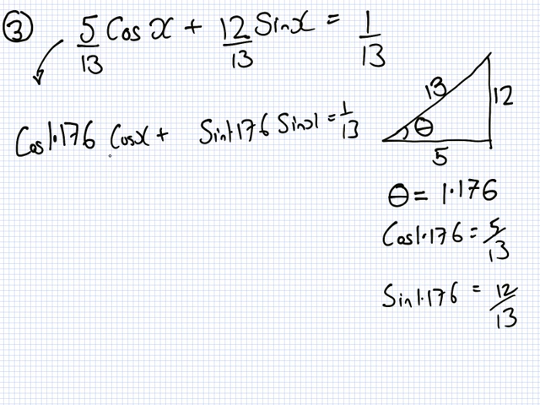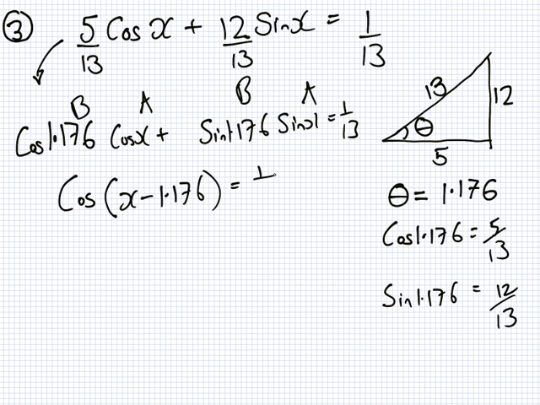Well, you see what you've done is you've tricked it into being like a cos A, cos B plus sine A, sine B. That would be cos A minus B. Now, I'll actually call this A and this B. And I'm allowed to do that because I can swap cos, cos, and I can swap sine, sine. So this will be cos x minus 1.176 equals 1 over 13. Now, that's a lot easier to solve.